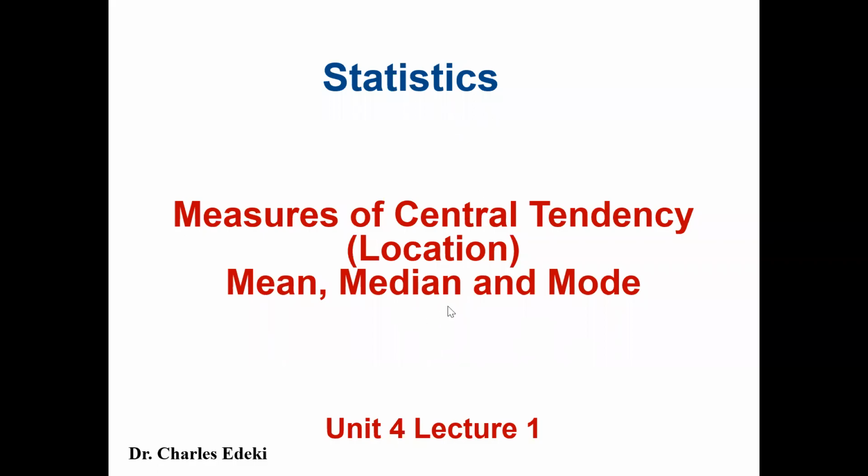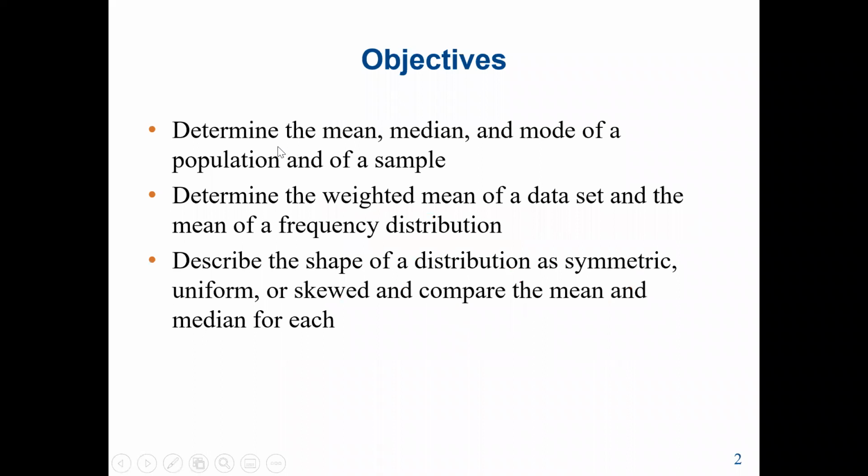These lectures cover the measures of central tendency or location, where we are going to learn how to find the mean, median, and mode. So our main objective again is to determine the mean, median, and mode of a population or of a sample also. We're also going to learn how to determine the weighted mean of a data set and the mean of a frequency distribution. We're also going to describe the shape of a distribution as symmetric, uniform, or skewed, and then we compare the mean and median for each distribution.